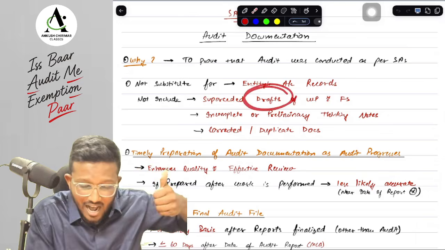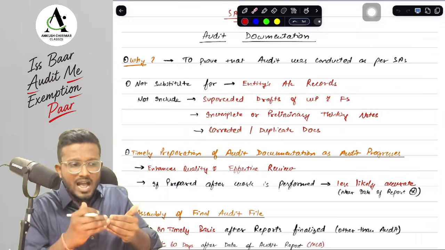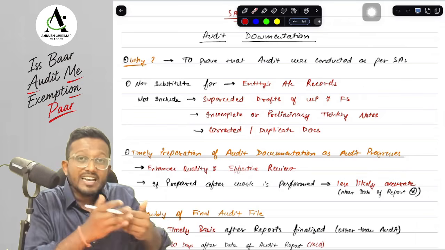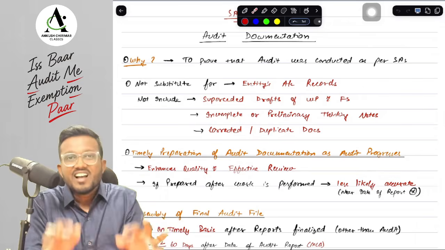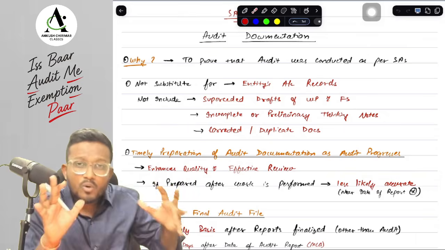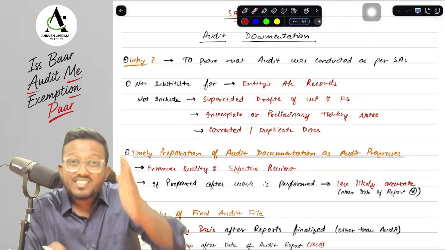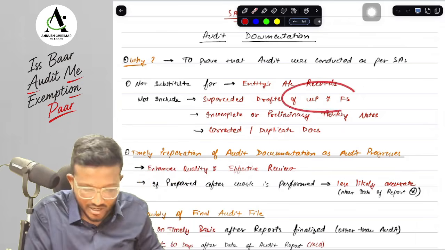First of all, any draft of working paper and financial statements. So suppose I am preparing a working paper and I am just changing the working paper to another version and then another version. Do I need to keep all the drafts of the working paper in my audit documentation? No, sir. Suppose there are initial financial statements, and we have made some changes. Do I need to keep all the versions of the financial statements in the audit documentation? No, sir. We need to just keep the final version of the working paper and the final version of the financial statements in our audit documentation.